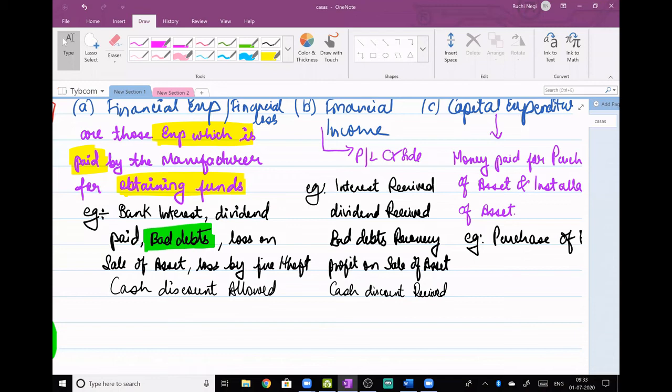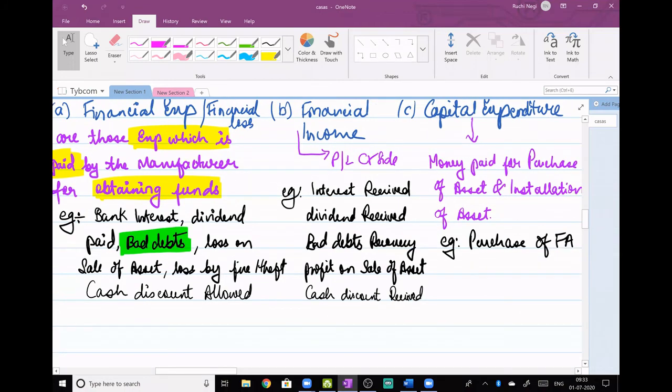So it is non-recurring in nature as well, but I will consider it under financial income, because as far as books of accounts are considered, financial income is shown on the P&L account credit side. Okay, so I will take it as a financial income. Profit on sale of asset: if there is loss on sale of asset, there can be profit on sale of asset. If there is cash discount allowed, there is cash discount received also. Okay, so these all indicate revenue.